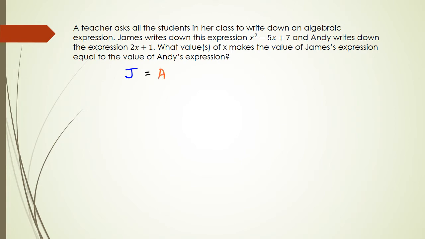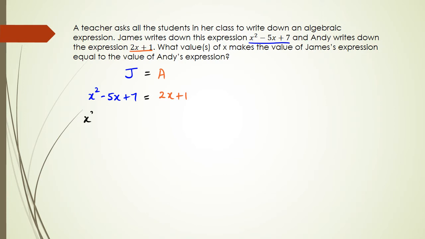Now, we know that James's equation is a quadratic, so we're going to write that down as x squared minus 5x plus 7, and that is equal to Andy's expression, which is 2x plus 1. So at this point, I hope you guys can see what you need to do. You need to rearrange everything so you have a quadratic equal to 0 and then solve for the quadratic.